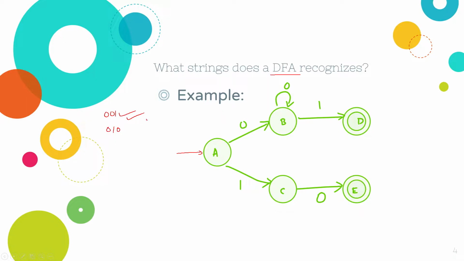What about string 1, 0? You get 1 in state A, you go to state C. And then in state C, you get a 0, you go to state E. Is it a final state? Yes. So this string is accepted.